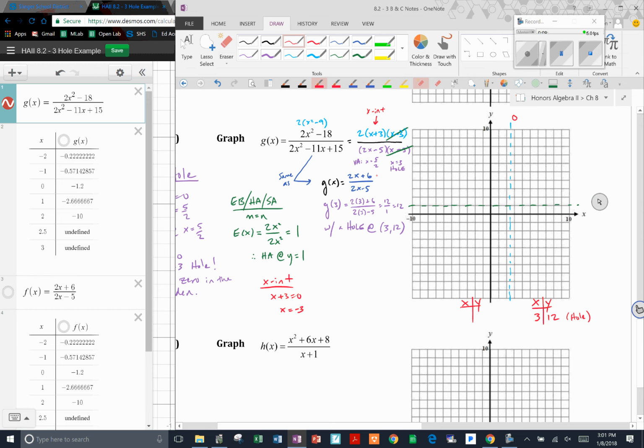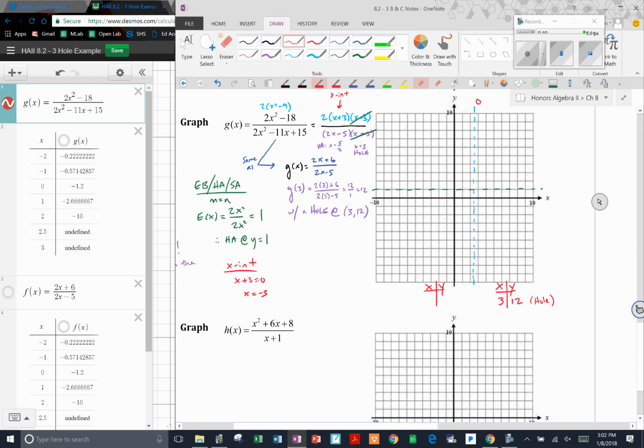gives us negative 3. Oh, by the way, you could also be using our newly written simplified function, 2x plus 6 over 2x minus 5. That's going to give you negative 3 as well. You could also use that for your y-intercept in a second here too. But we have an x-intercept of -3 right there.